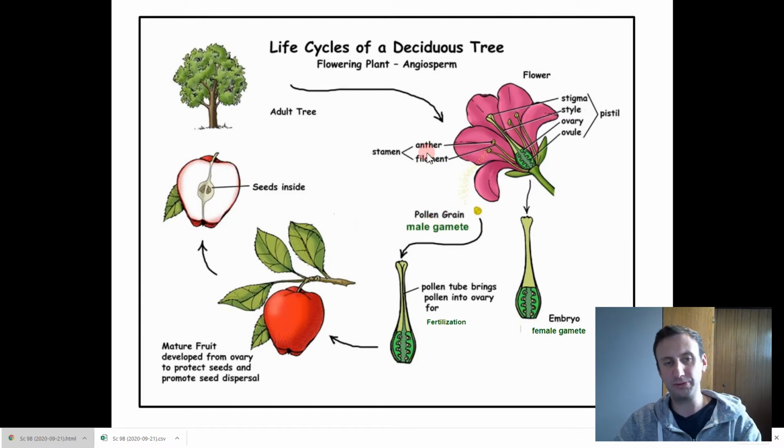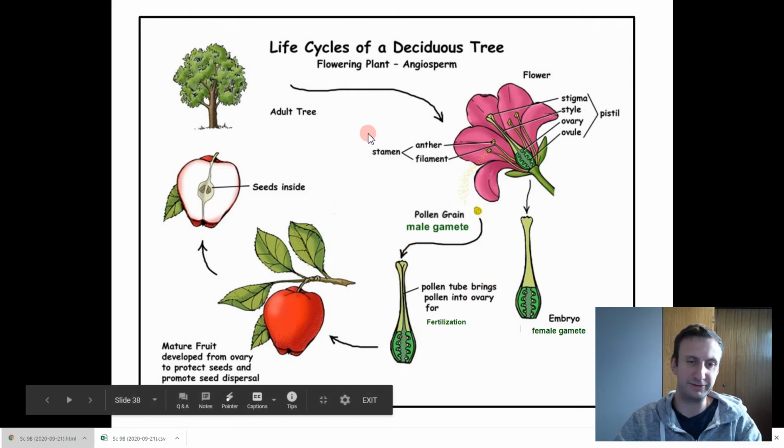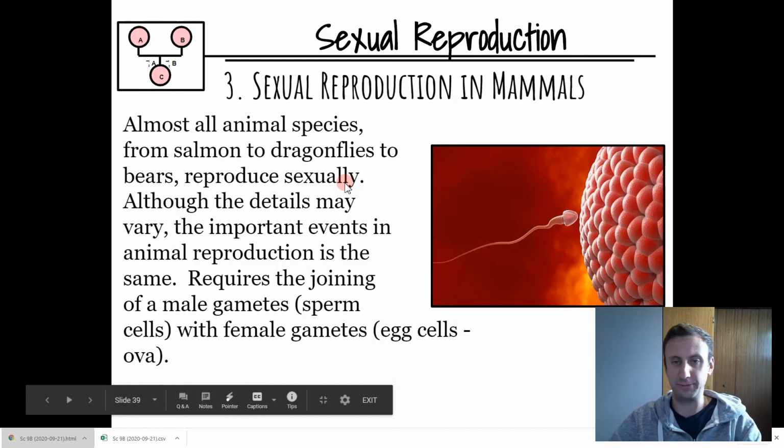This is going through the process of actually causing the fertilization. So again, the pollen lands on the stigma, and then from there the pollen tube goes down and fertilizes, and then I end up getting, of course, a fruit from that.